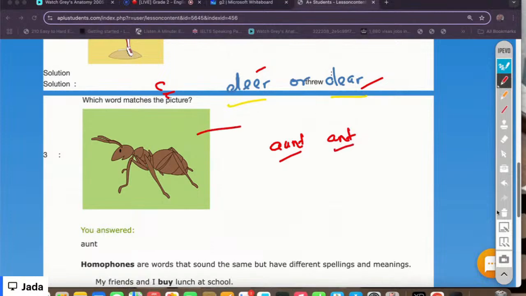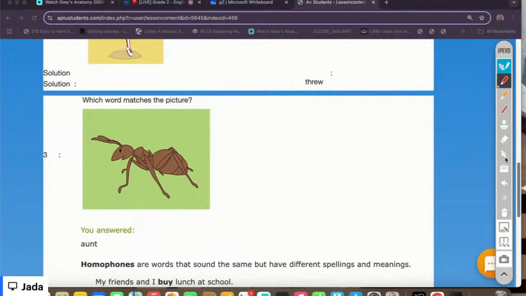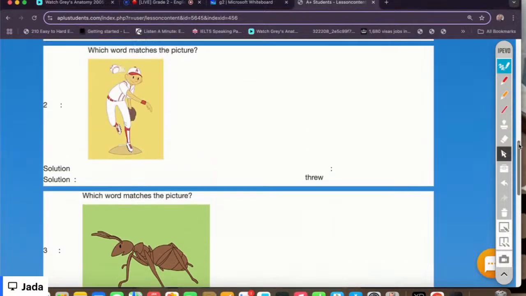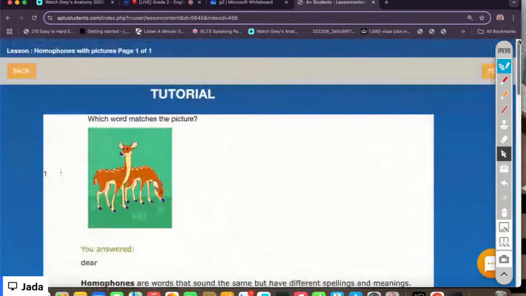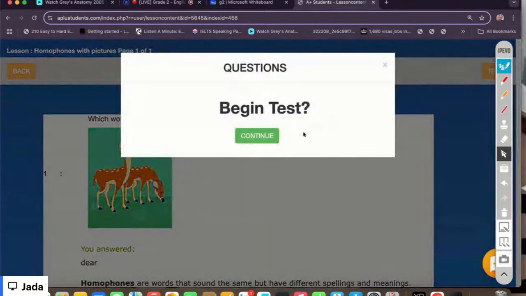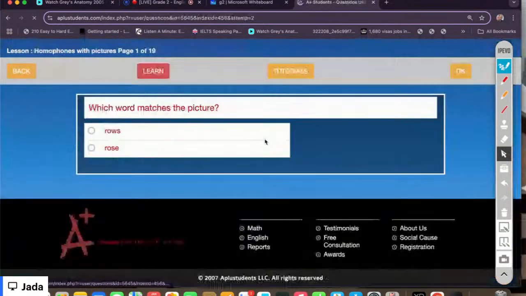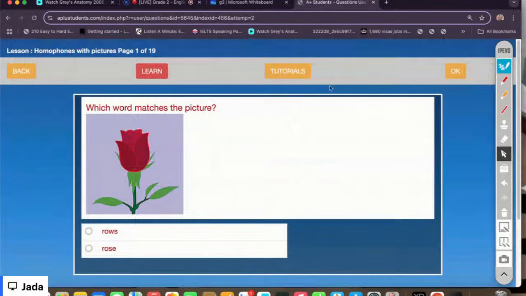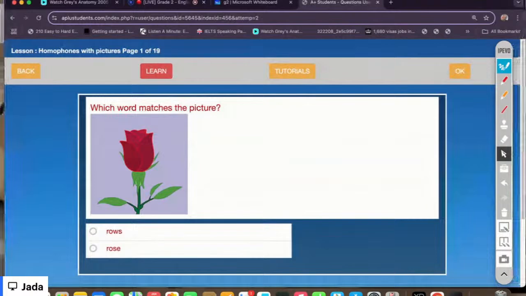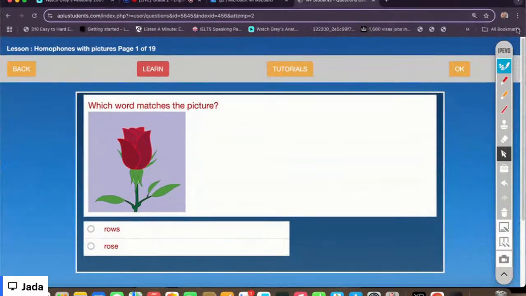Okay. So let's move on to the test questions. So you can give me your answers. Just choose and give me your answer, which is the right one. So you can select your answers. So what is the right answer here?